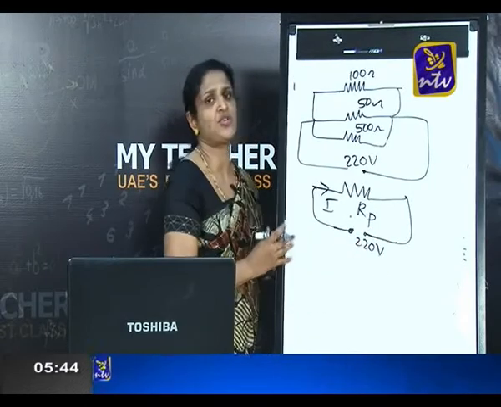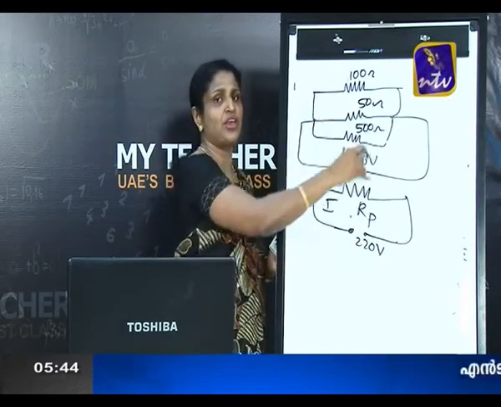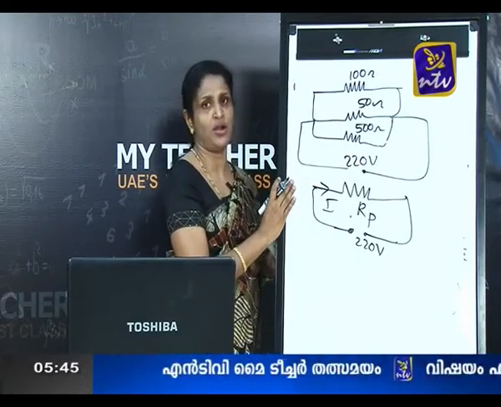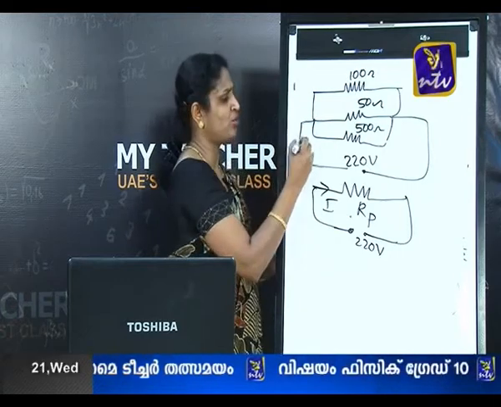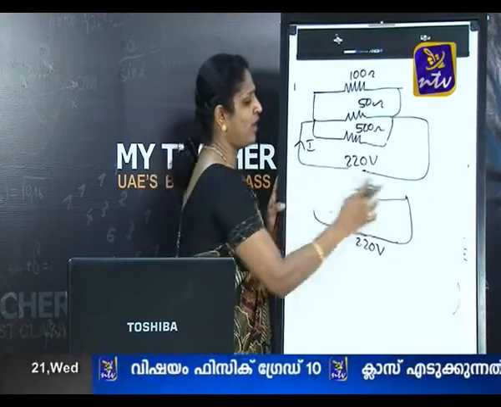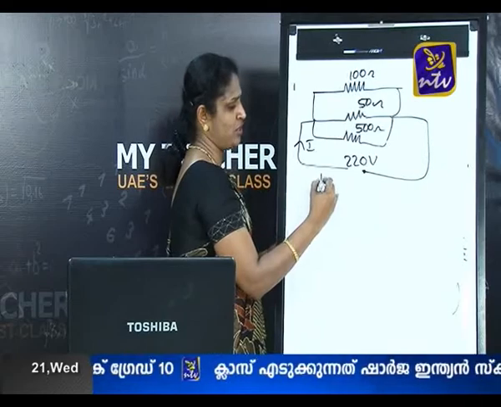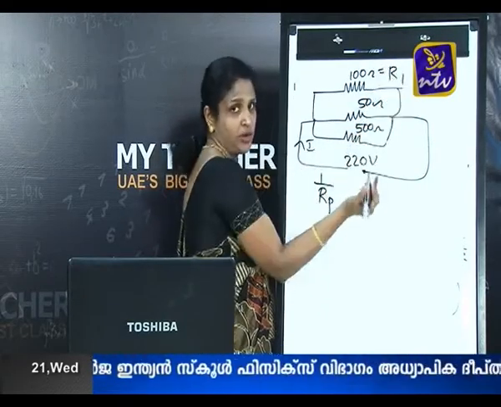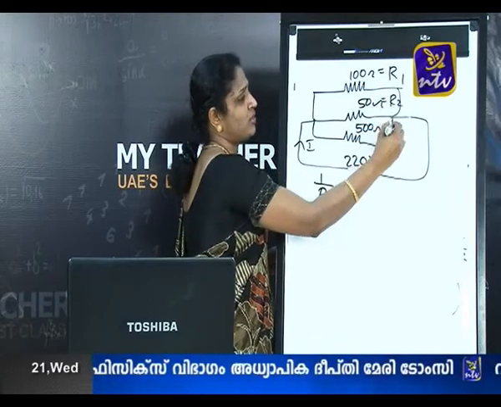So, what we actually have to find is the effective resistance of 100 ohm, 50 ohm and 500 ohm and the current through the circuit. To find that, what you people have to do is 1 by Rp is equal to, name these resistors as R1, R2 and R3.